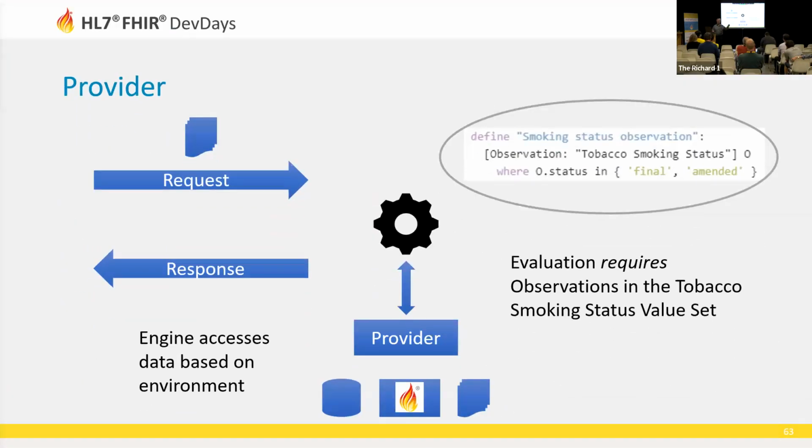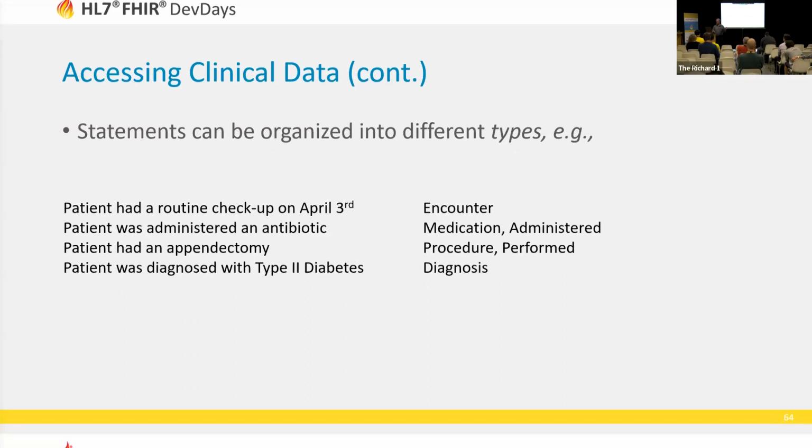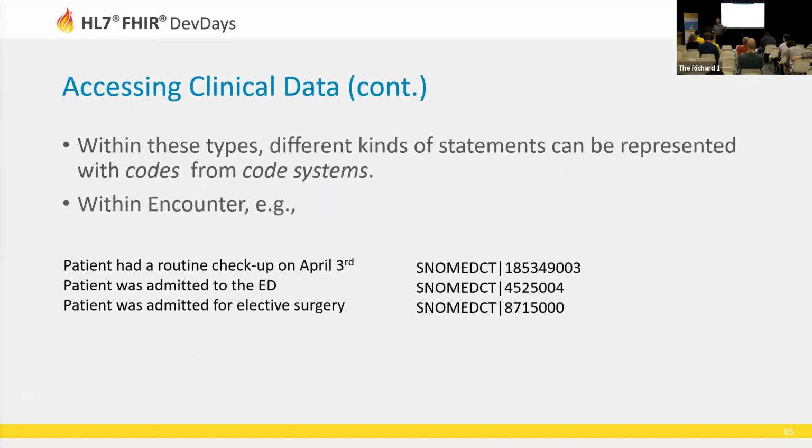All we care is this kind of interface about a provider. And a provider interface is a way that the engine actually gets data. And the provider may be in a database or a RESTful API, or it may be local values or files. Either way, it's all going to happen the same way, and it's going to happen by accessing clinical data. So we recognize that in clinical data, there's statements that are organized into different types, like patient had a routine checkup, or patient was administered an antibiotic. So different kinds of clinical statements. Within these different types, different kinds of statements can be represented with codes from code systems.